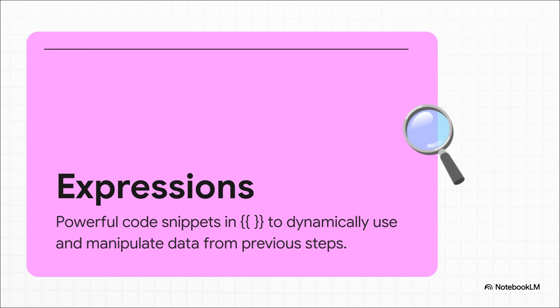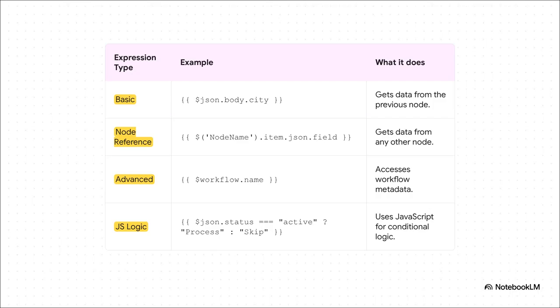It's incredibly powerful. And mastering expressions is a journey, right? You don't have to get it all at once. You start simple, just grabbing some data from the node right before. Then you get a little bolder. You start referencing any node you want just by its name. And before you know it, you're writing tiny bits of JavaScript right inside your nodes to make decisions on the fly.